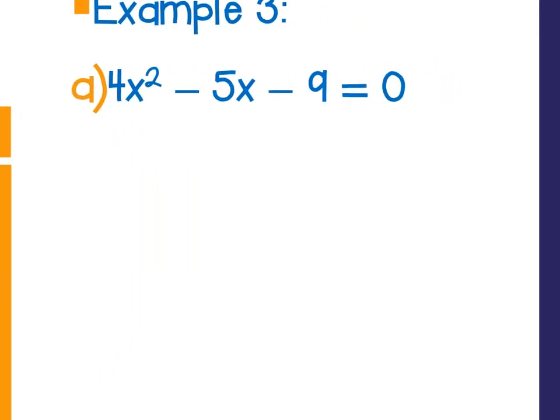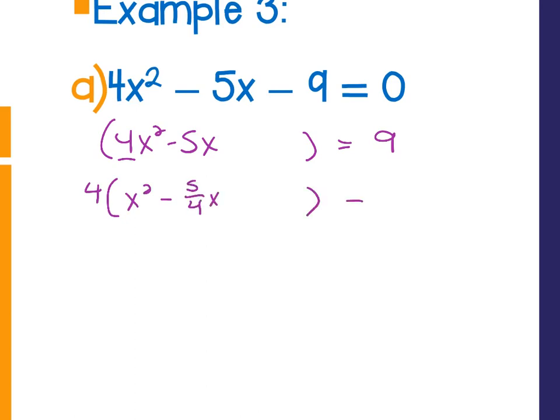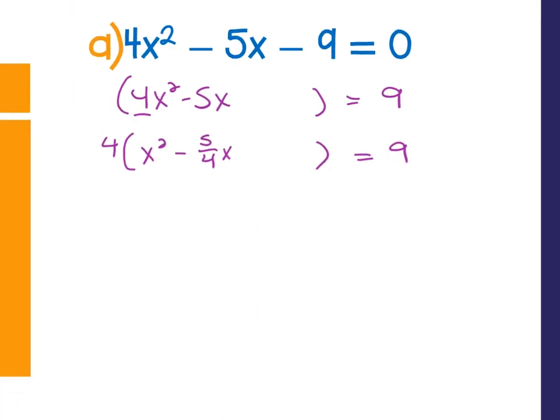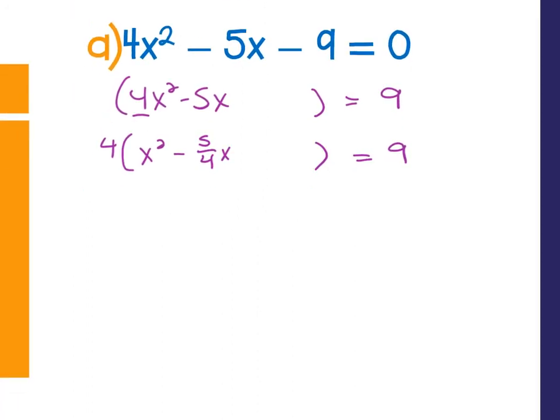Remember, we're going to group the first 2 terms together. You're going to bump the 9 to the other side. Now we have to take out the 4, and it comes off of both of those terms, both the x squared and the 5x. Now to find that middle term, and this is why we picked this, because they're not always pretty. We've been doing easier numbers. But if I take that 5 over 4, divide it by 2, which is the same thing as multiplying by a half, I get 5 over 8. Then I square it, and I get 25 over 64. And that's what I have to add in here.